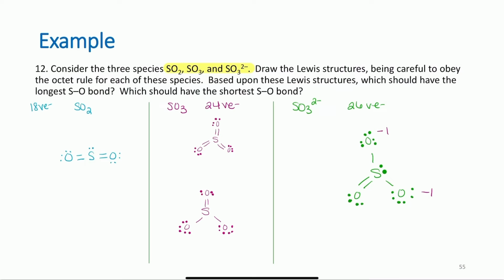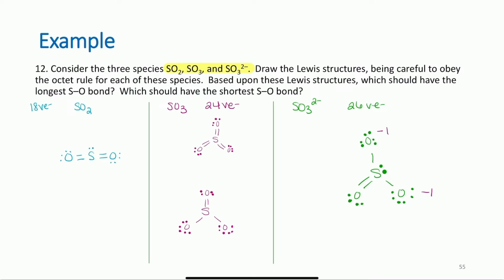So again, these are resonance structures. Any oxygen could have gotten that double bond, but they would be equivalent. They would all contribute equally to the overall resonance structure. Which one's going to have the shortest bond here though?